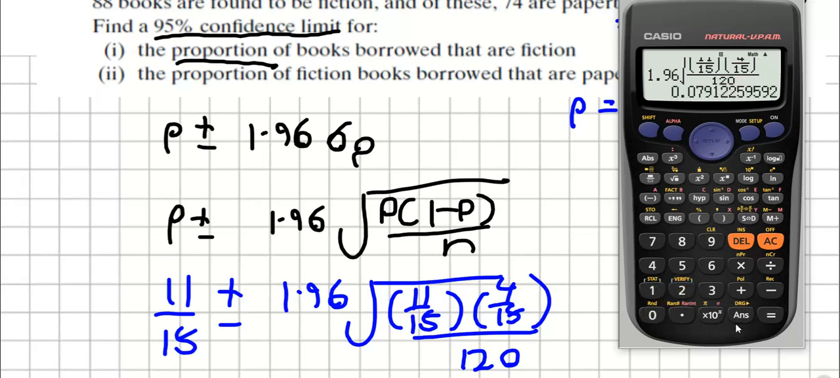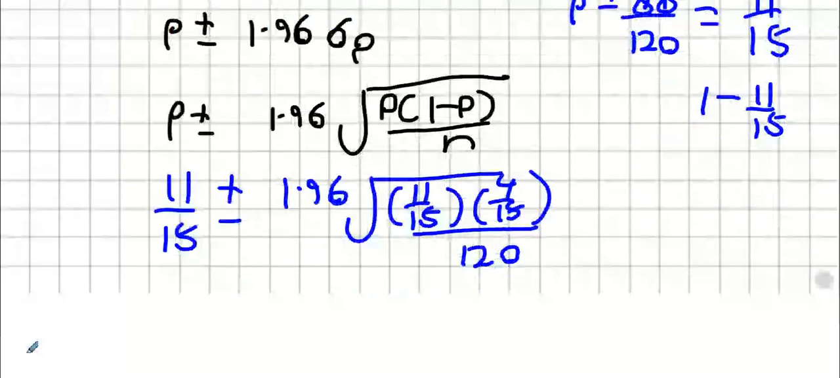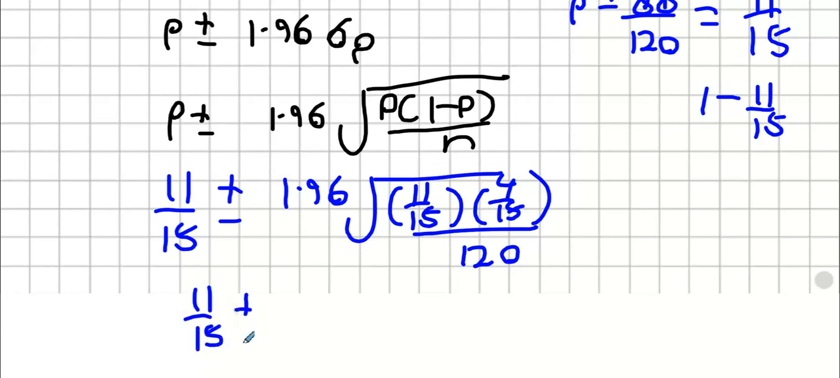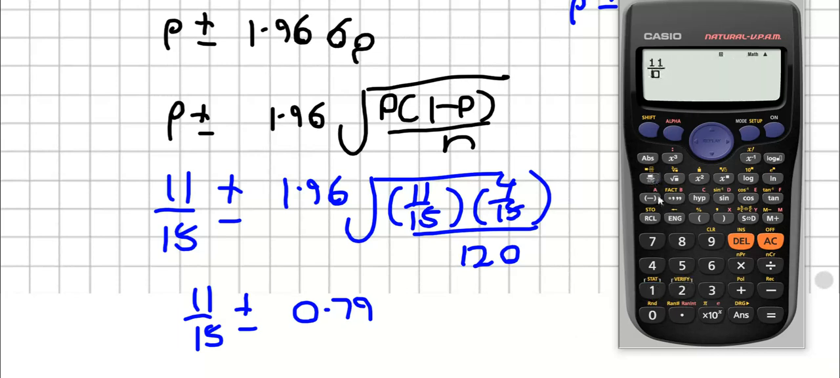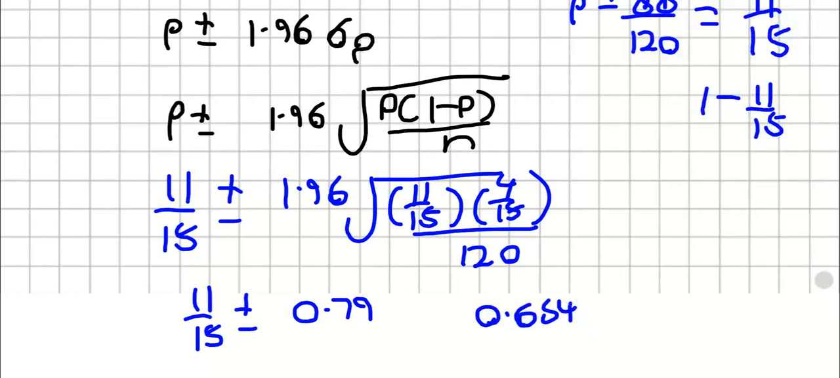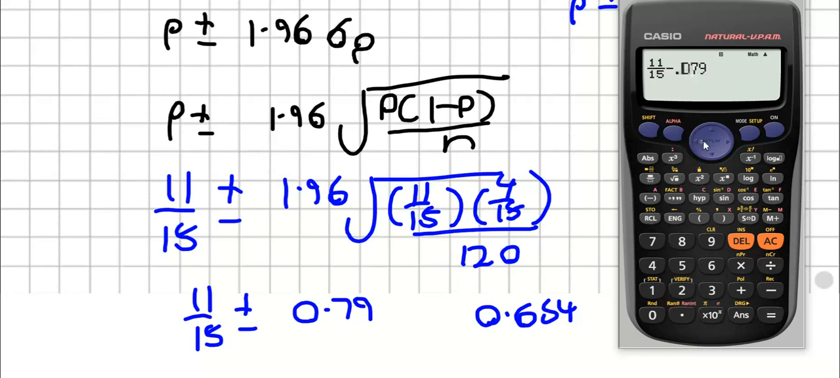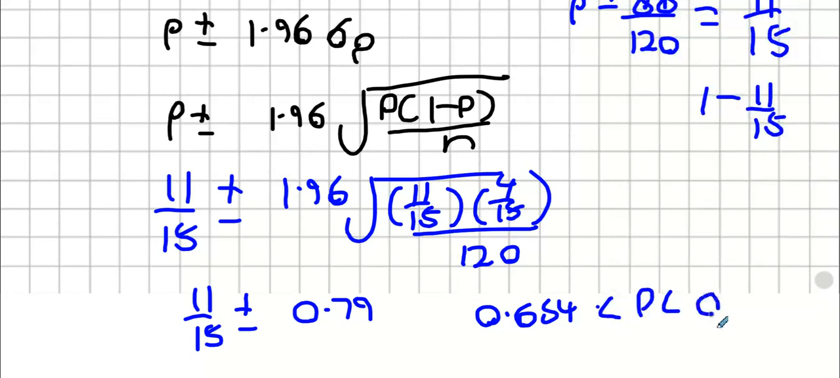Who got 0.0779? Okay. So 11 over 15 plus or minus 0.079. So I'm going to do that now. 11 over 15 take away 0.079. What do we get there? 0.654, call it. And then the next one I'm adding. So just go back here and add it. And I get 0.812. All right, who got an answer like that?